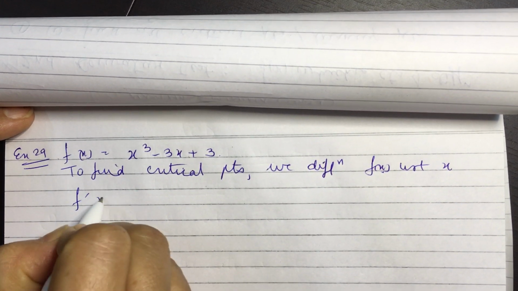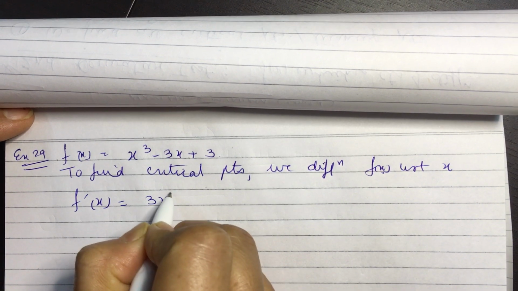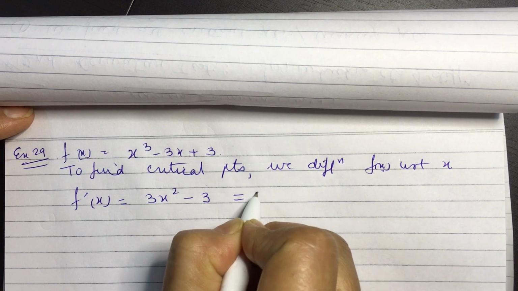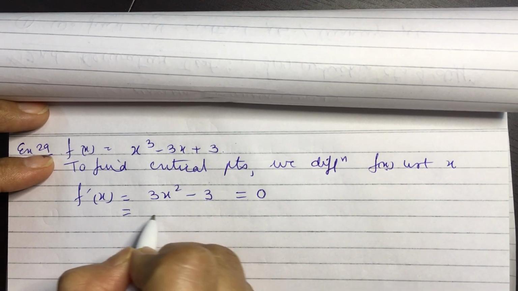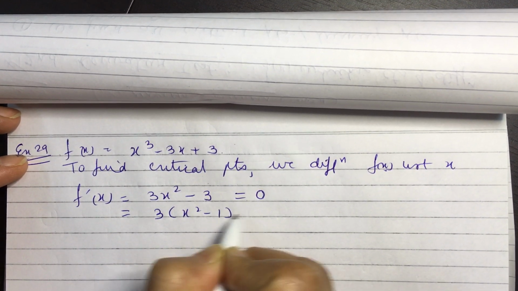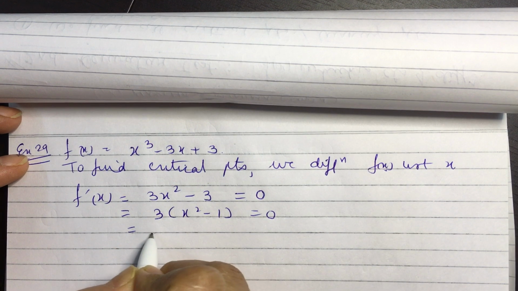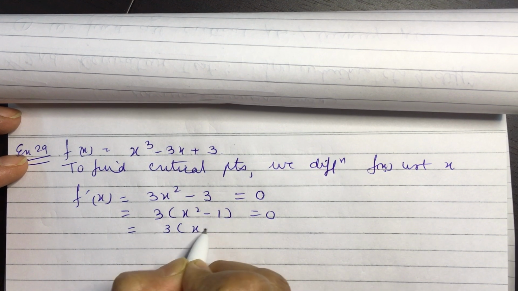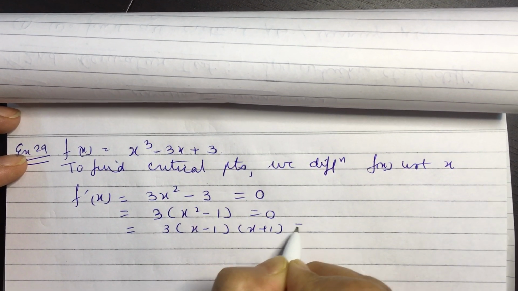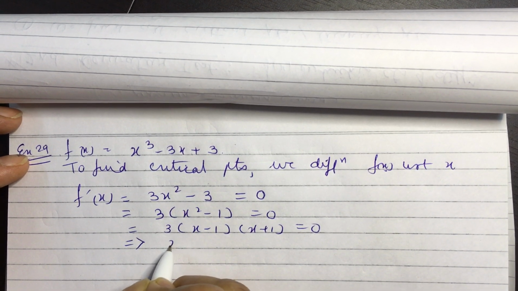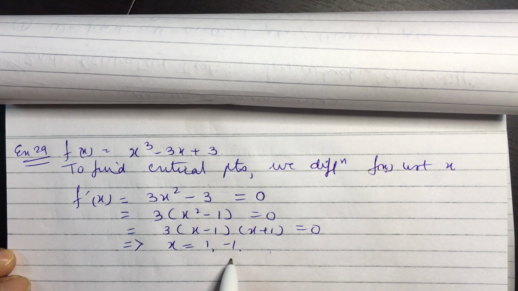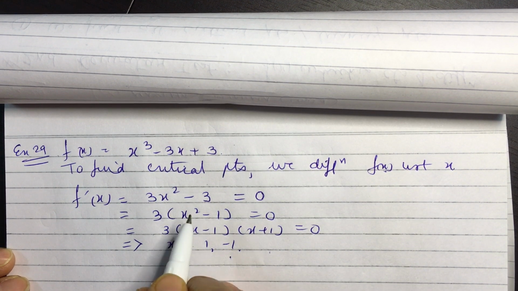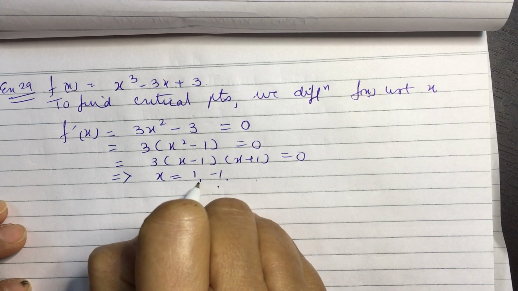So what do we get? f'(x) is equal to 3x² minus 3, we equate it to 0. So this gives us 3 times (x² minus 1) equal to 0, which gives us 3 times (x minus 1)(x plus 1) equal to 0, which gives us x equal to 1 and minus 1 as two critical points. Till here the procedure is the same as what we did in the first derivative test.